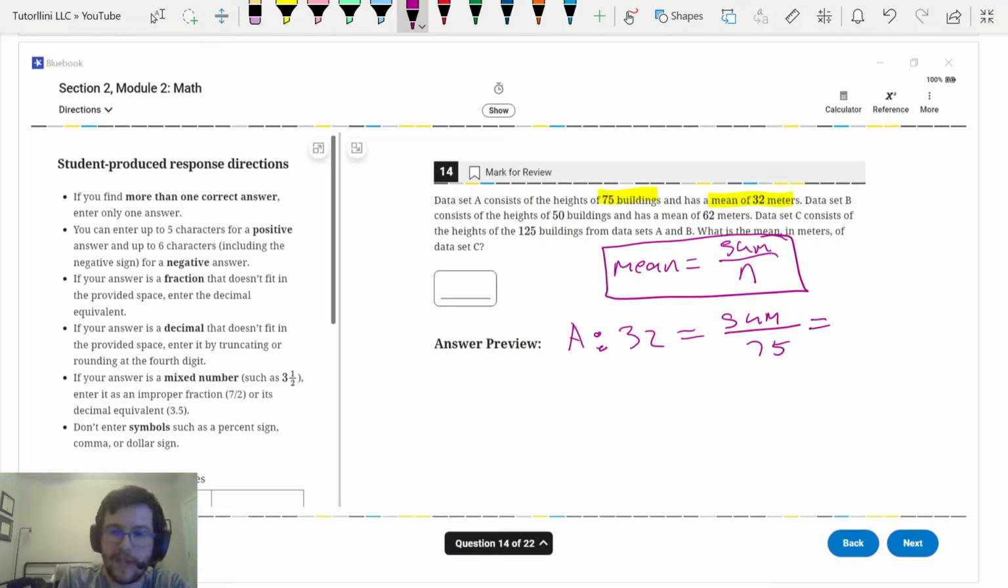So you can multiply both sides by 75, and you get the sum is equal to 2400.